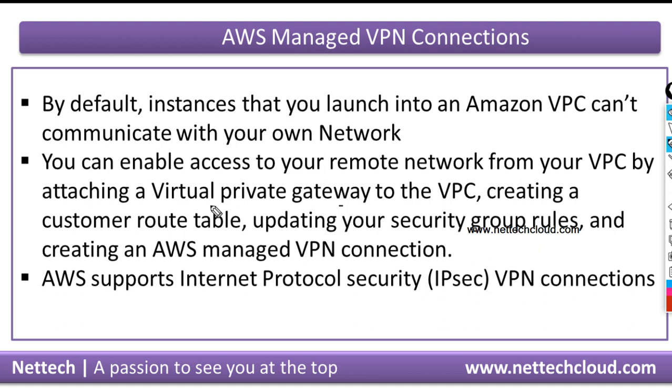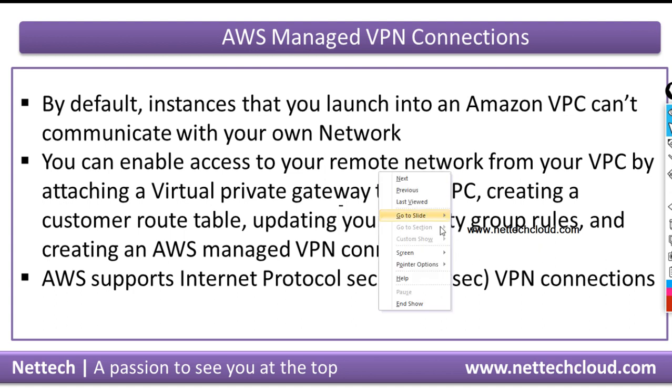The next point is you can enable access to your remote network from your VPC by attaching a VPN gateway to the VPC, creating a custom route table, updating security group, and creating an AWS managed VPN connection. And AWS supports Internet Protocol Security VPN connection, which is IPsec VPN connection. Let me explain this point. Let me put this definition into context.